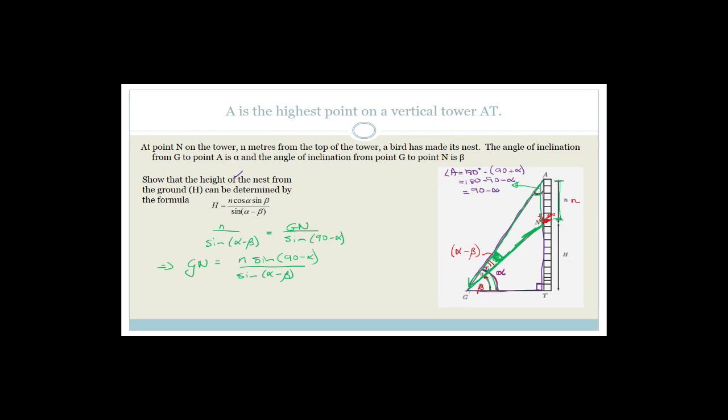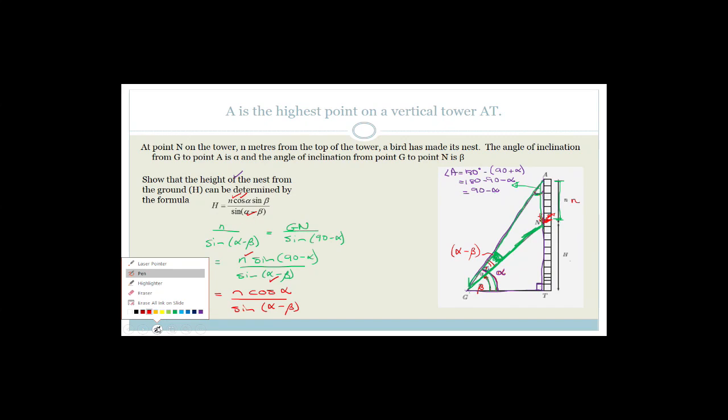Now at this point, I'm going to compare what I have with what I need. Do you agree? I've got the n, I've got sine of alpha minus beta, which is quite pretty, and then I've got sine of 90 minus alpha, and I want a cos alpha. But this is a co-ratio to that, therefore I can rewrite this as n cos alpha over sine of alpha minus beta. Isn't that pretty? So now I've already got all three of these. The only thing I need to do is somehow get h with respect to sine beta.